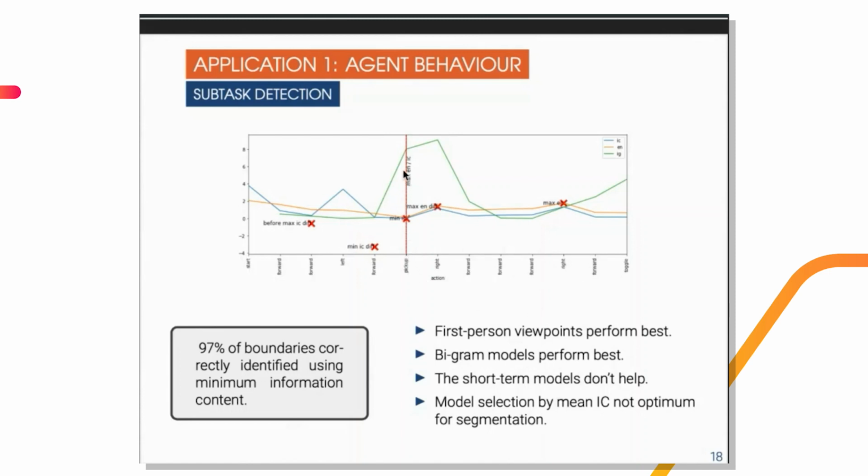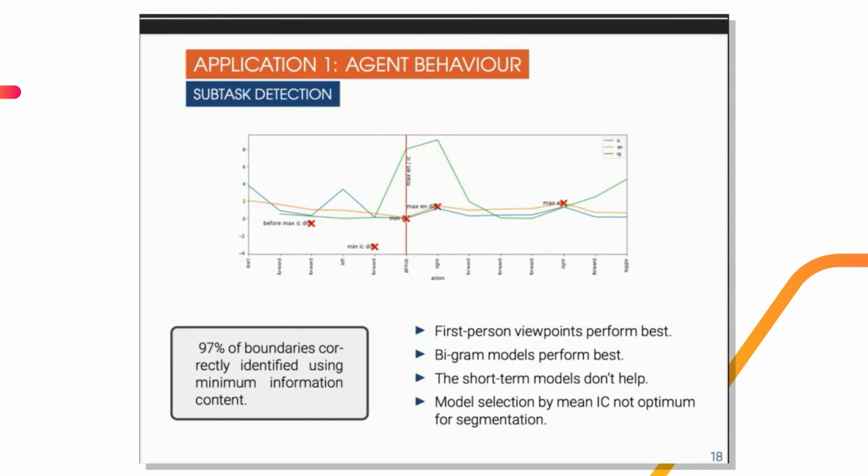And this red line here indicates the place that we're trying to find. This is the subtask boundary, the point where the agent has picked up the key and now it has to open the door. And these red crosses mark certain points where there are certain features of the information profiles. So for example, minimum information content, and then maximum difference in entropy. So that's kind of like a derivative feature.